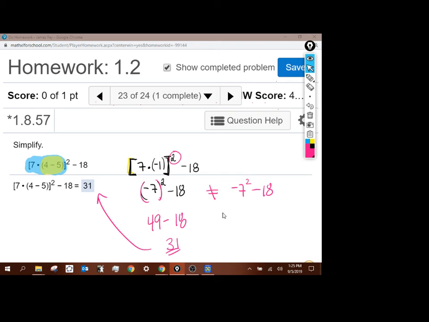And when class starts tomorrow, if there are any of these that you want to go over that were really confusing, we can discuss them then as well. Yes?